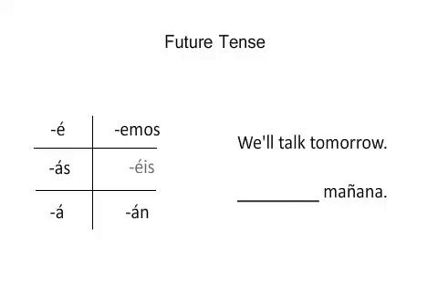If instead we wanted to say we'll talk tomorrow, our verb of course would still be hablar, and then we would find the appropriate ending for nosotros, which is emos. Hablaremos mañana. Of course we would capitalize that to make it a complete sentence. This works exactly the same again whether we have an ER verb or an IR verb or whatever the case may be.